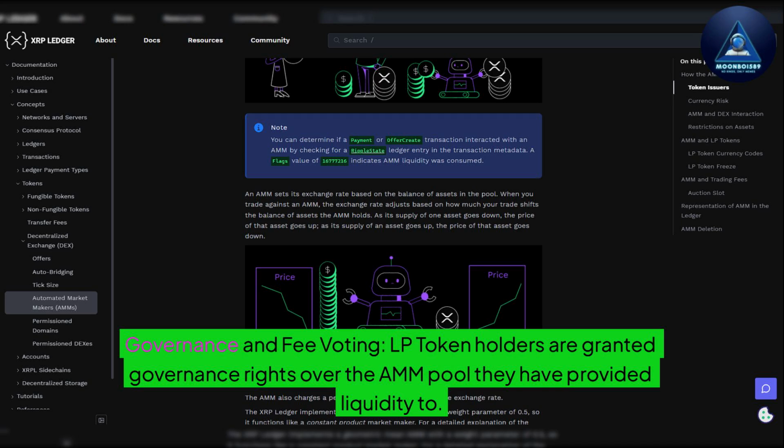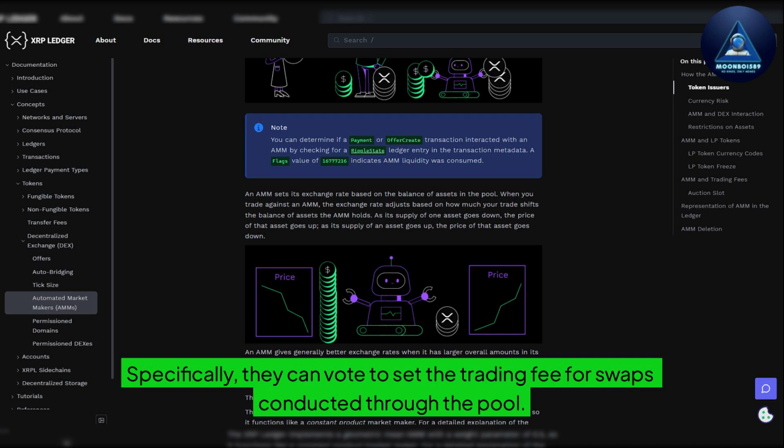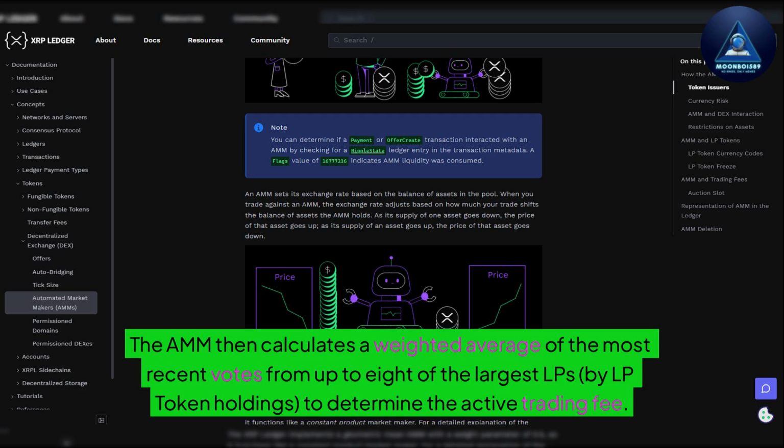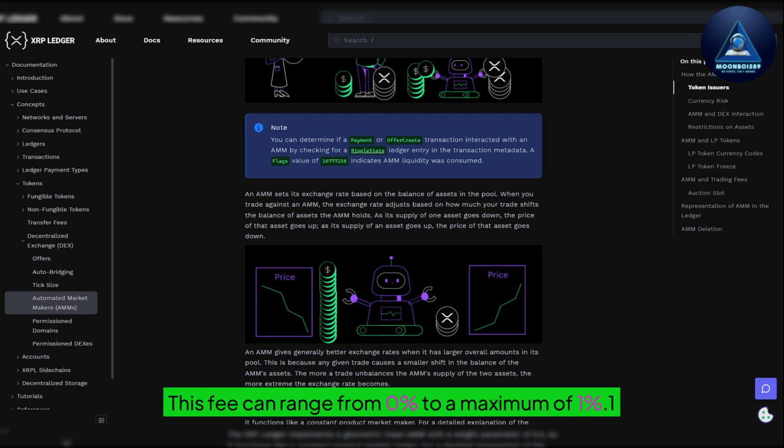2. Governance and fee voting. LP token holders are granted governance rights over the AMM pool they have provided liquidity to. Specifically, they can vote to set the trading fee for swaps conducted through the pool. To do so, a provider sends an AMM vote transaction specifying their desired fee. The AMM then calculates a weighted average of the most recent votes from up to 8 of the largest LPs by LP token holdings to determine the active trading fee. This fee can range from 0% to a maximum of 1%.